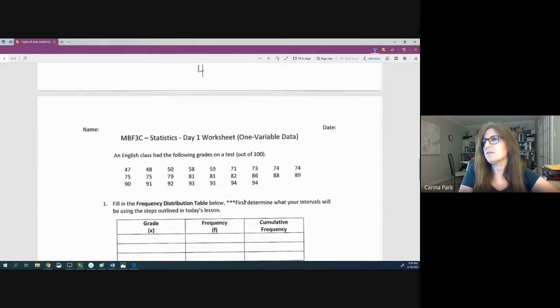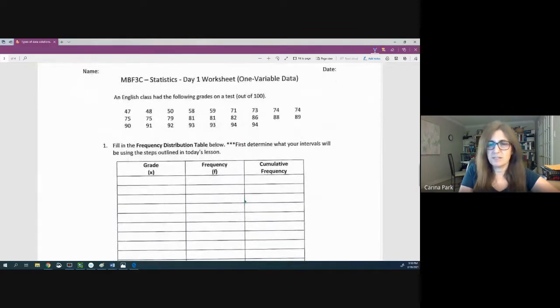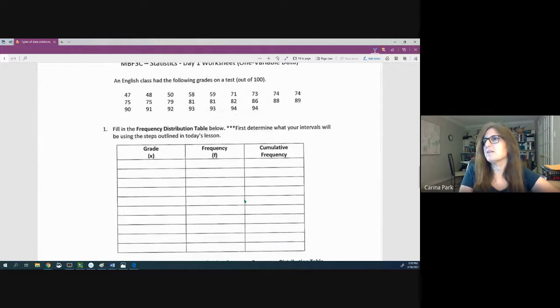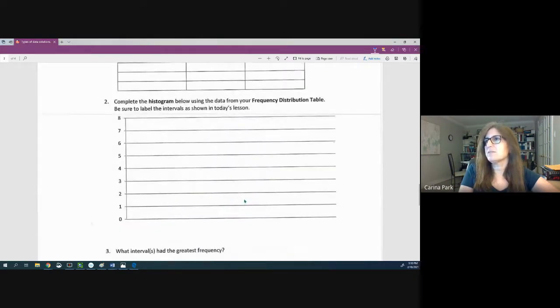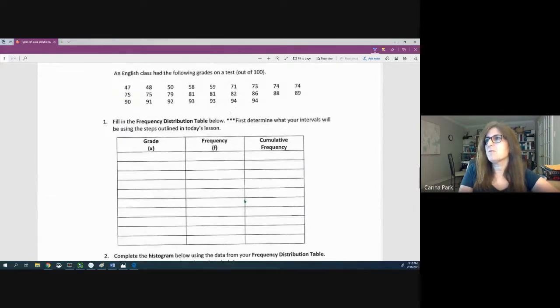Okay, and so now I want to do with you an example with histogram because that's new for us. So on the next page here, it says an English class had the following grades on a test out of 100. And down here it says complete the histogram below. So we're going to complete this histogram. So we're going to look at this data from this class. And remember what the histogram looks like. The histogram has bars that are attached. So we want ranges of numbers down here.